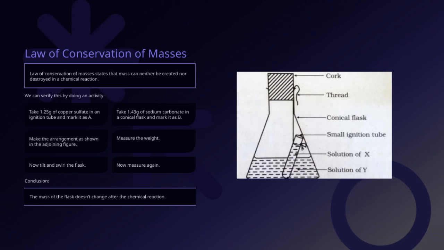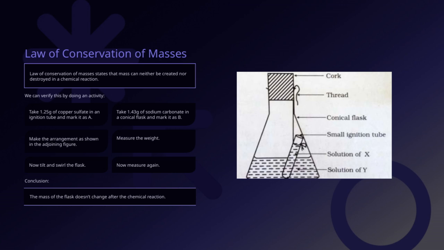Notice that the mass of the flask doesn't change after the chemical reaction. This is an important observation because it hints at a fundamental principle in chemistry, the law of conservation of mass. The key takeaway here is that mass is neither created nor destroyed during a chemical reaction. So, whether we start with our reactants or end with our products, the total mass remains the same.